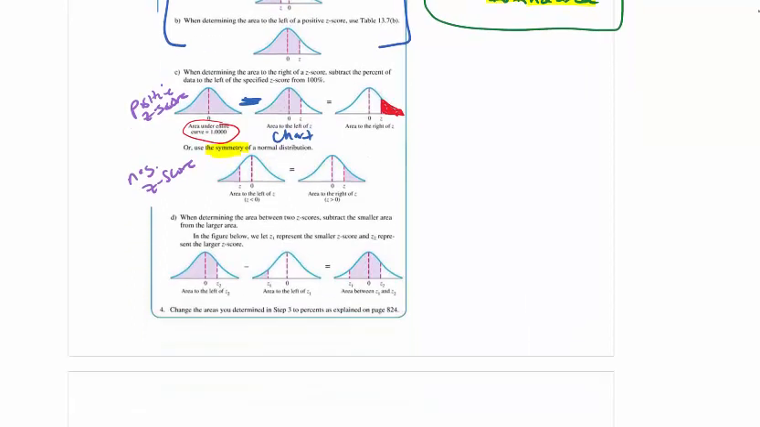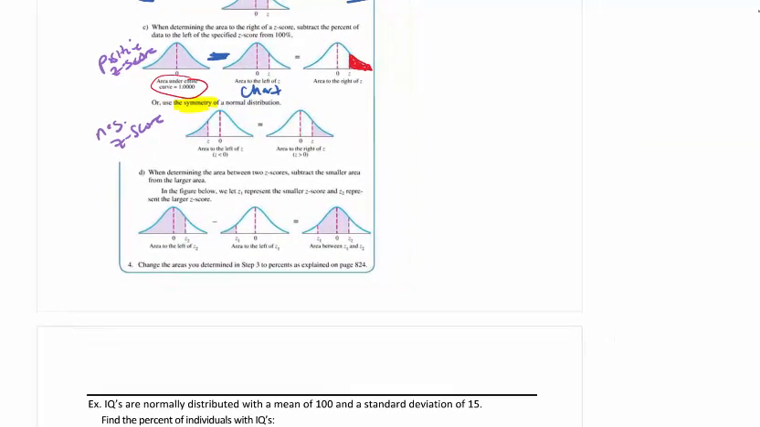Again, make sure you look at your picture carefully. So two ways to do it. You can subtract from 100%, using the chart that gives you the positive z-score, which is the first one. This one uses the positive z-score, but you have to subtract. The second option is using the negative z-score, even though we don't have a negative z-score, because we know the tails will be symmetric, and we can use them both. You'll understand more of these in a second when you do the problems.